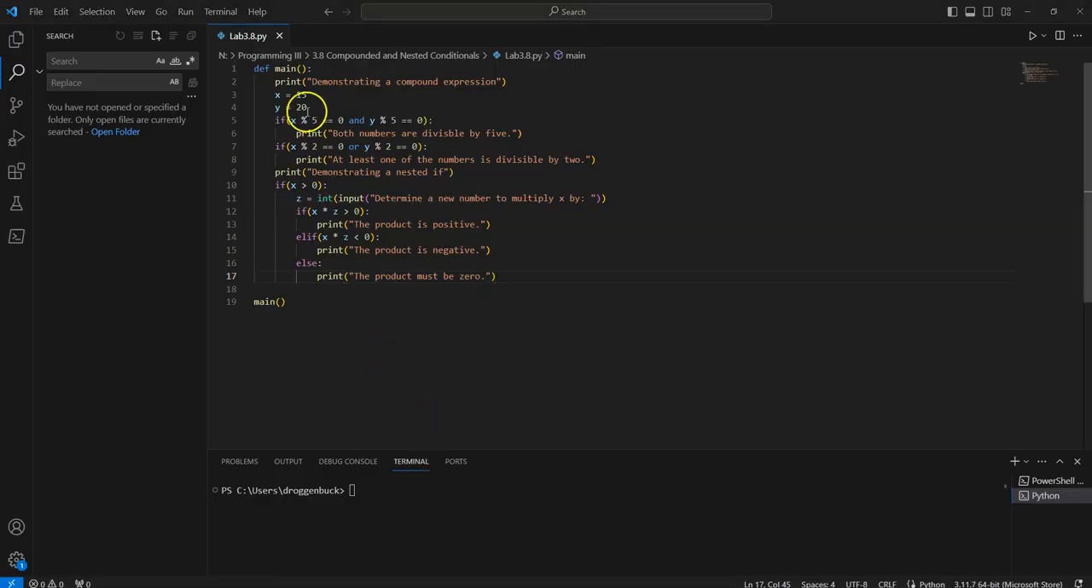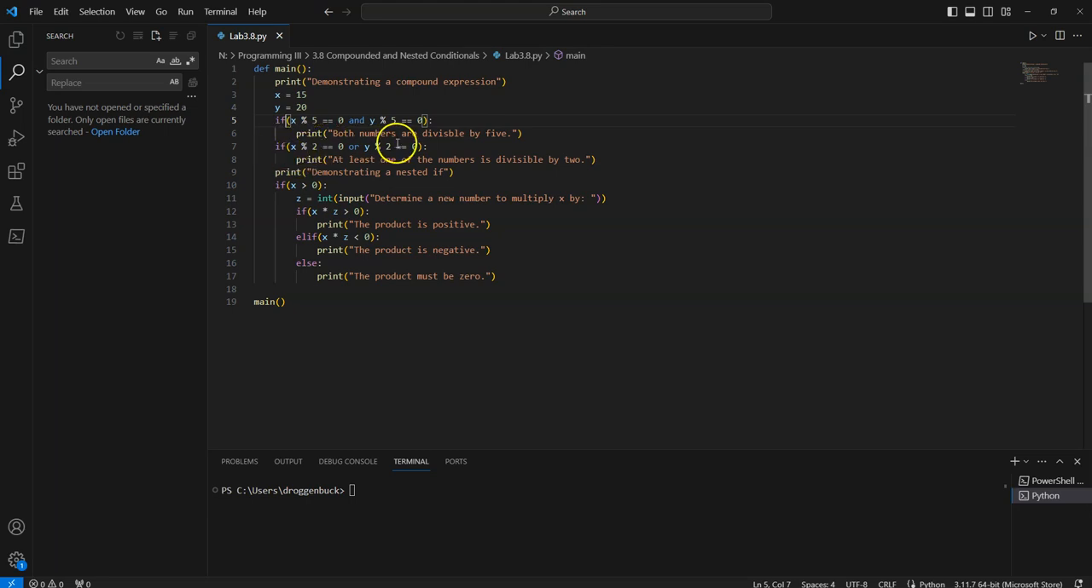And over here in Python with Visual Studio Code, we can see a quick demonstration of some of those techniques. So here I have a compound expression showing and, here I have one showing or, and down here we have a nested statement. So let's look at this compound and first. You can see I have if x mod 5 is equal to 0 and y mod 5 is equal to 0. So we're going to look to see if they are divisible by 5 and we don't have any remainders.